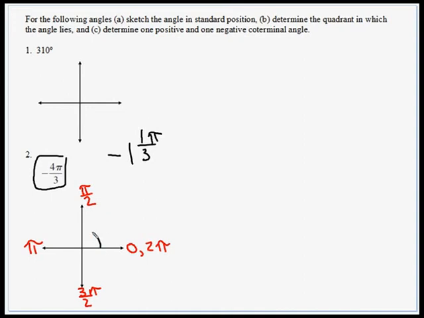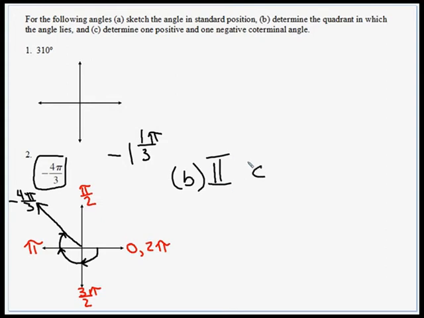So to sketch the angle, that's right, it's negative, so I've got to go in the clockwise direction. Every right angle is a half pi. Here is negative 1/2 pi. Here's negative 1 pi. And somewhere in between negative pi and negative 3/2 pi will be negative 1 1/3, so somewhere up here. Negative 4/3 pi. So that was part A. Part B, what quadrant does that lie in? That is quadrant 2.